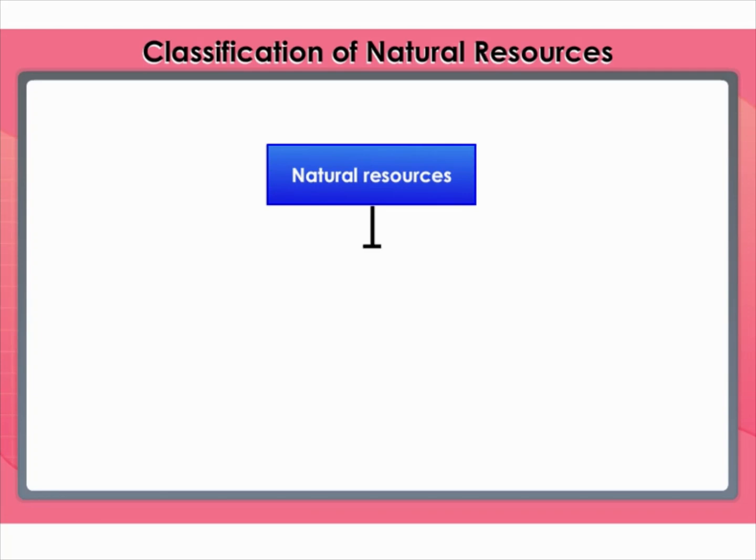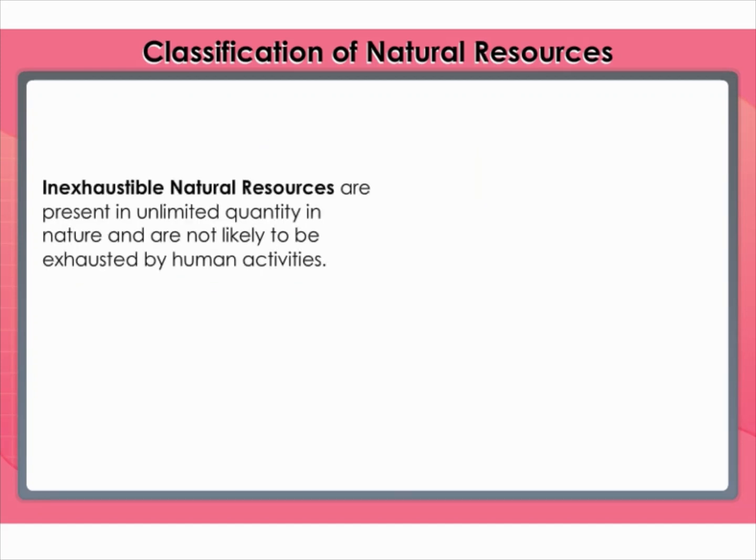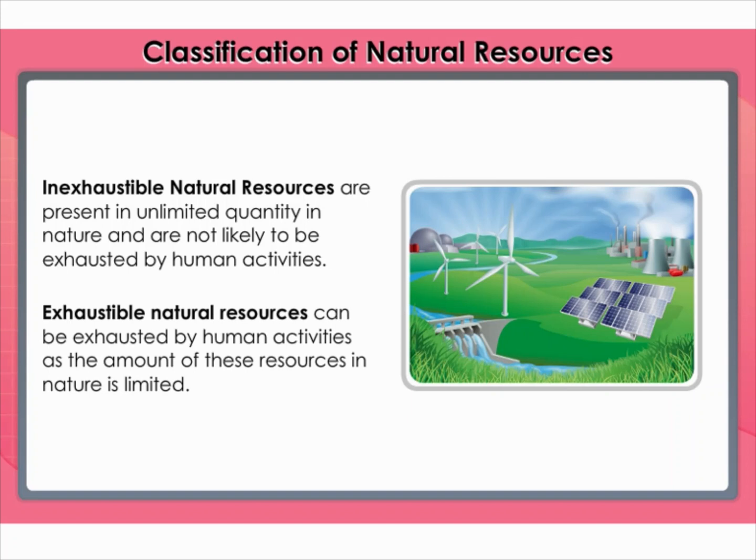In the light of the availability of various resources in nature, natural resources can be broadly classified into two kinds. Inexhaustible natural resources. These resources are present in unlimited quantity in nature and are not likely to be exhausted by human activities. Examples are sunlight, air. Exhaustible natural resources. The amount of these resources in nature is limited. They can be exhausted by human activities. Examples of these resources are forests, wildlife, minerals, coal, petroleum, natural gas, etc.